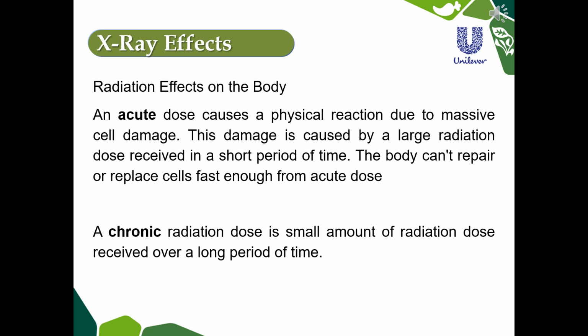Radiation effects on the body normally happen in one of two different ways. You can get an acute dose, which is a large dose that you get very quickly. That acute dose causes a physical reaction due to massive cell damage. All right, you get just a huge amount of radiation in a very short period of time. The body cannot repair or replace those cells fast enough. Does a lot of damage to you, including death. A chronic radiation dose is a small amount of radiation received over a long period of time.